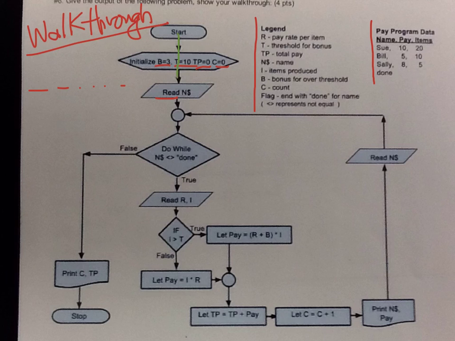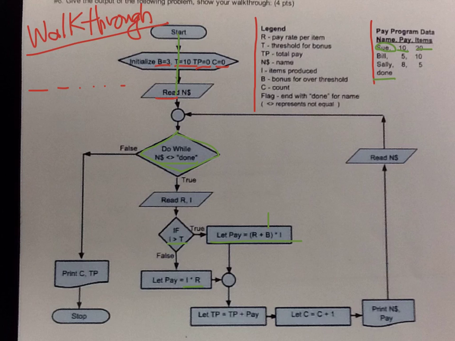So all they're set, then we read in the first name, and then we're going to check that name, as long as that name is not equal to done. You notice that's how it's going to stop down here with done. As long as it's not equal to done, true, then we're going to read in the other two values, then we're going to compare, is I greater than t? If true, we're going to add on that bonus before we multiply it. If it's false, we're just going to multiply it by how many items based on their pay.